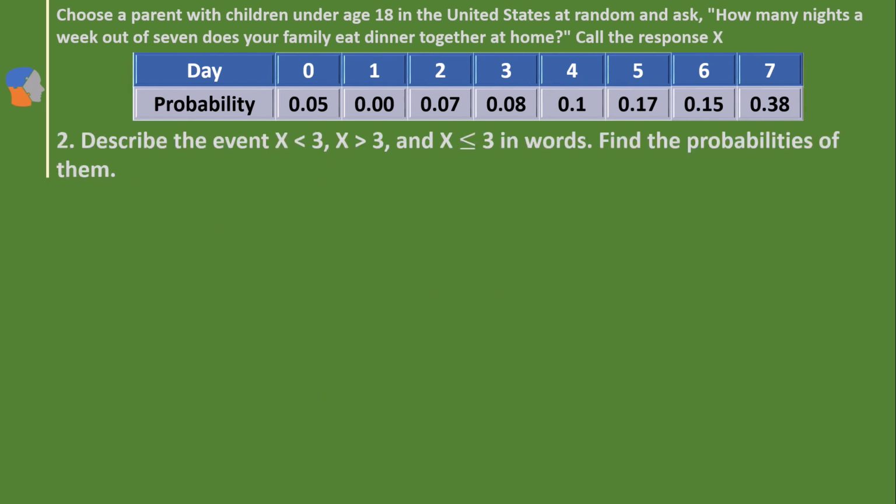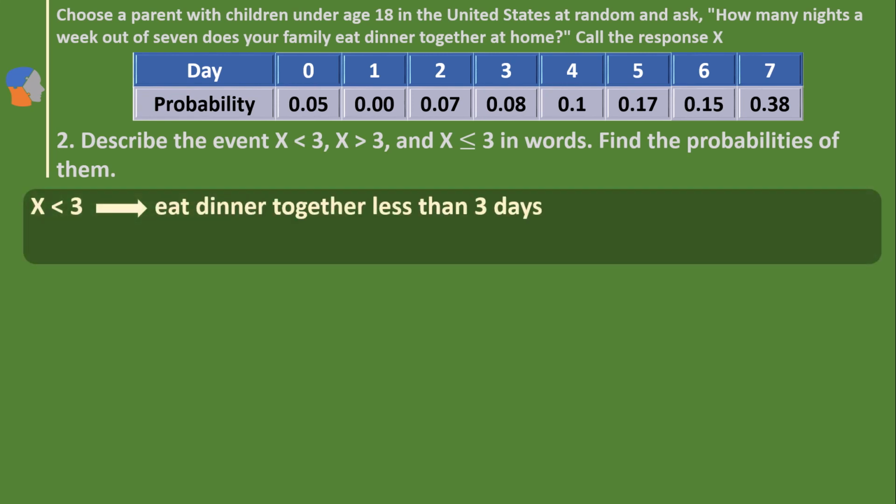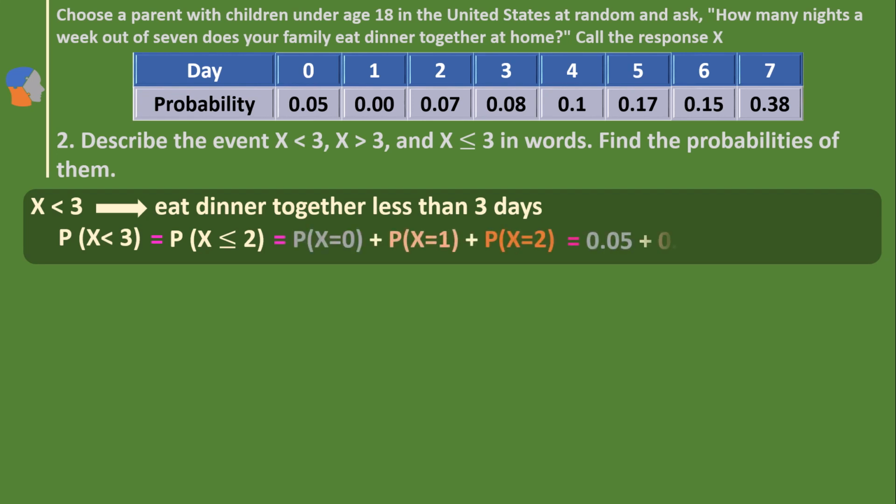Now go to the second. Describe the events. First, x less than 3. What is x? The number of nights a family eats dinner together. Therefore, we can write the event x less than 3 as eat dinner together less than 3 days. How do we find the probability of x less than 3? It is equal to the probability of x less than or equal to 2. This is true because x is a discrete random variable. This is not true for a continuous random variable. Then what are the x values? x is 0, 1, 2. We know the probabilities and add them together. So the answer is 0.12. Go to the next one.